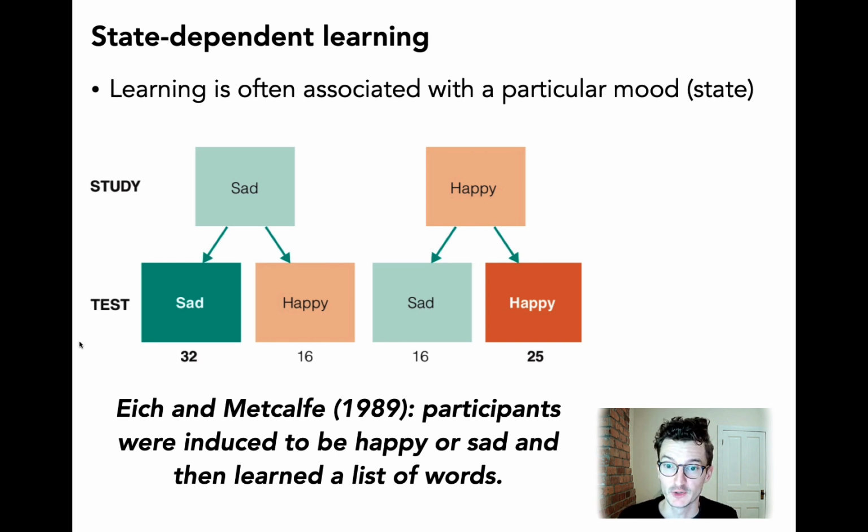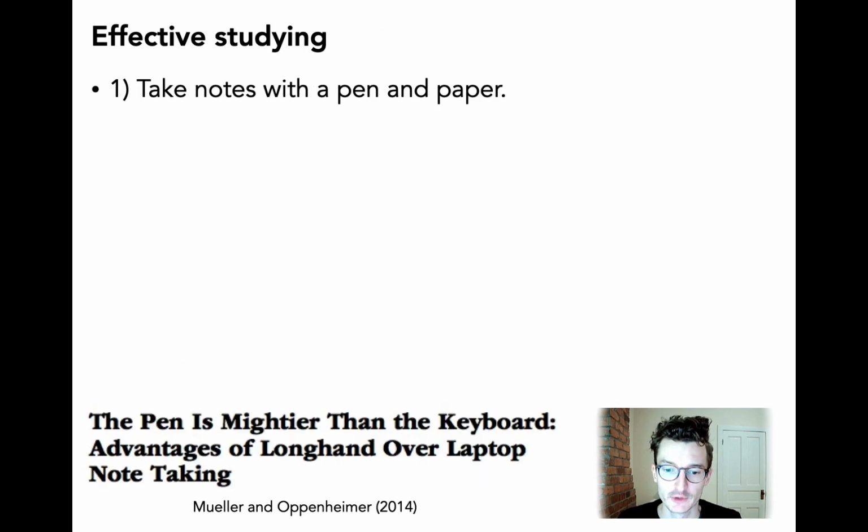So we have both context-dependent learning and state-dependent learning. The state that you're in when you learn something can impact your retrieval. If you're in a different state when you try to retrieve that information, your retrieval might not be as good as if you're in the same sort of mental state. So, effective study techniques.